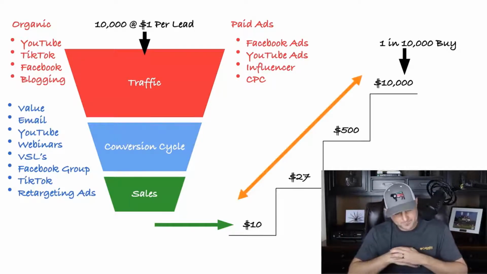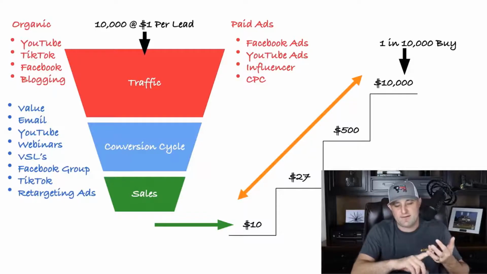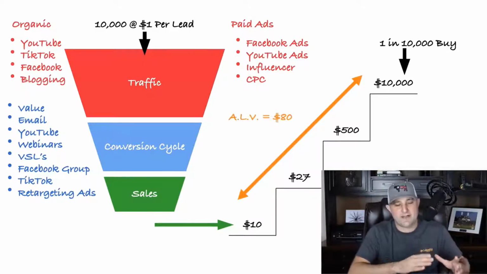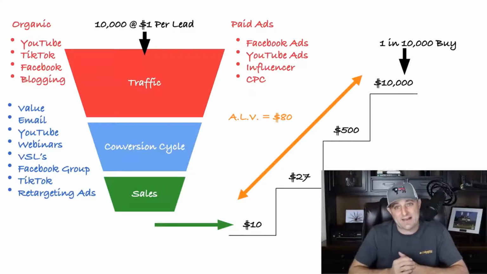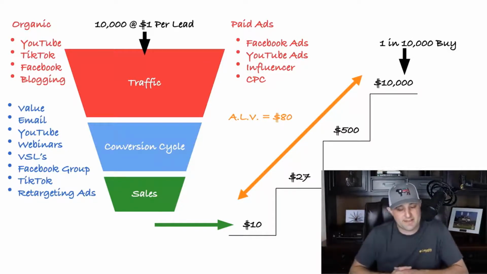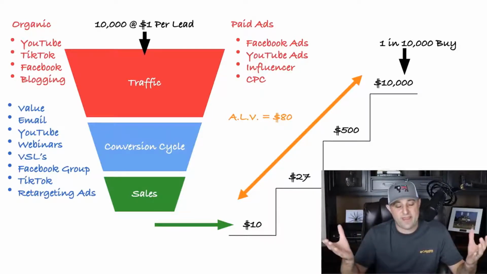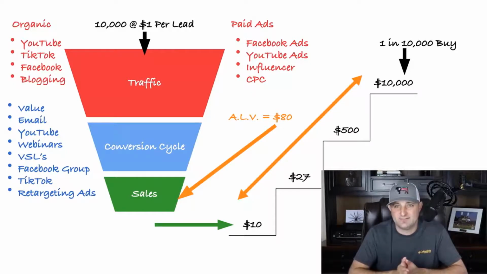Let's look at it in another way. Say out of everyone who buys, 1,000 people are going to buy the $10 product, 500 are going to buy the $27 product, 100 are going to buy the $500 product, and one person's going to buy the $10,000 product. Let's say each buyer on average has a lifetime value of $80, because some people spend only $10, some spend $500, and a couple spend $10,000. Basically, that means every person who enters the green sales section of our funnel is on average worth $80. So I can spend up to $80 to generate a sale, right?